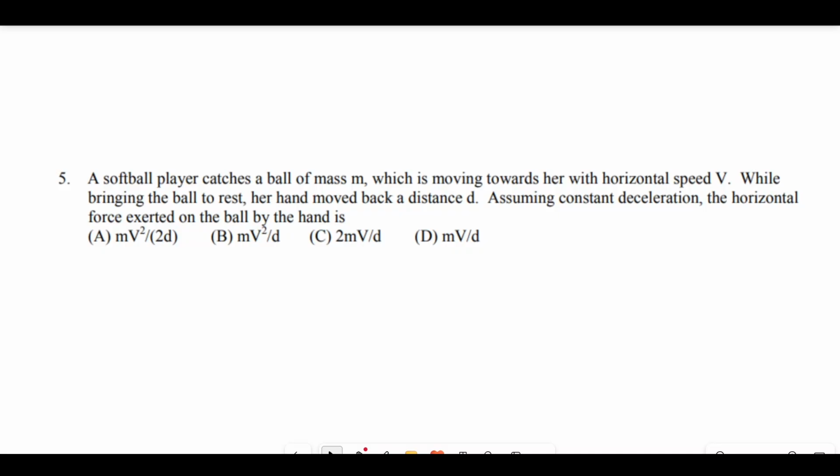It says, a softball player catches a ball of mass m, which is moving towards her with horizontal speed v. While bringing the ball to rest, her hand moves back a distance d. Assuming constant deceleration, the horizontal force exerted on the ball by the hand is, and then you have our answer choices. So here we're going to need to use some background knowledge of Unit 3.